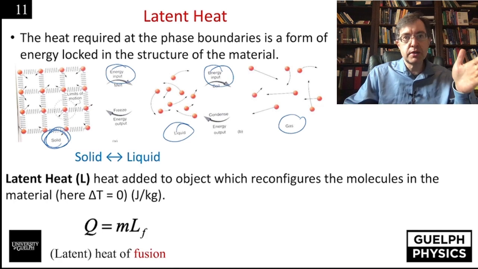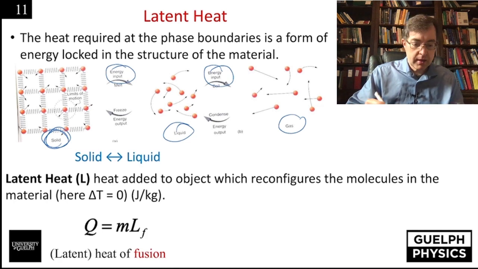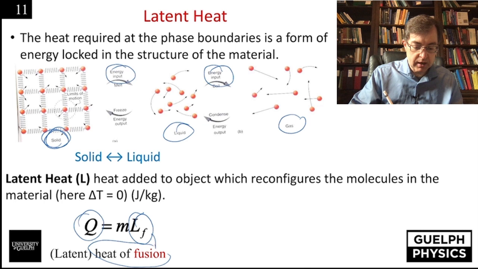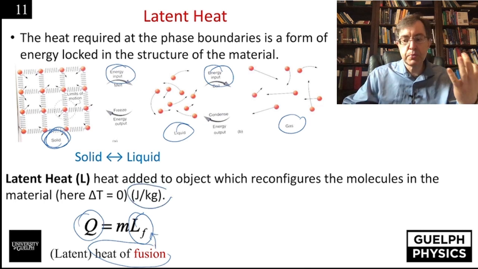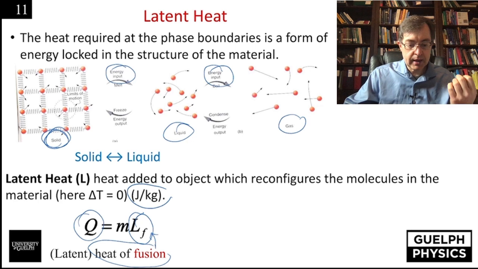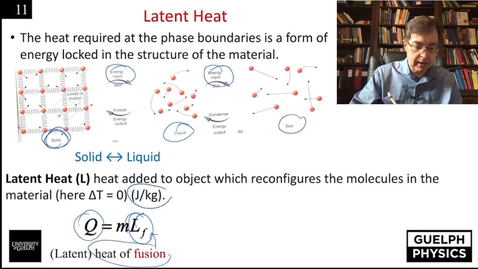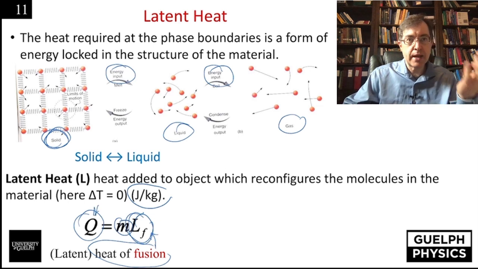If you're going from a solid to a liquid, the heat that you must add is called the latent heat of fusion. L_F is the latent heat of fusion. Since the latent heat has units of joules per kilogram, it is the amount of heat per unit mass. You multiply it by the mass, and that gives you the amount of heat you need to add to a solid of a certain mass in order to convert it into a liquid at a fixed temperature given by the melting temperature.